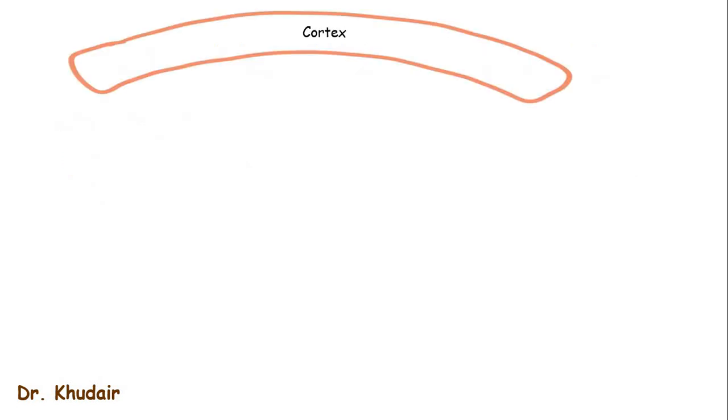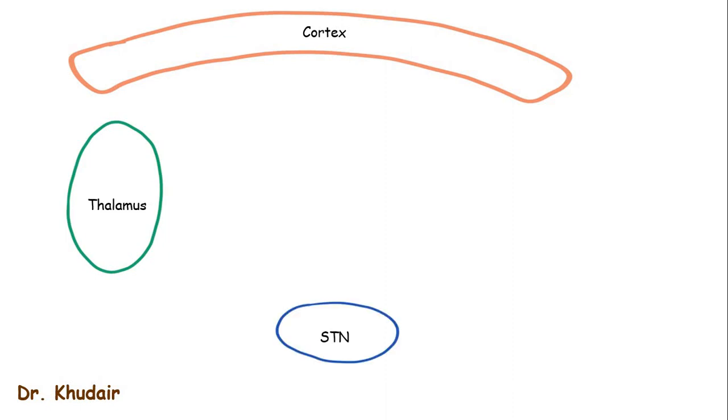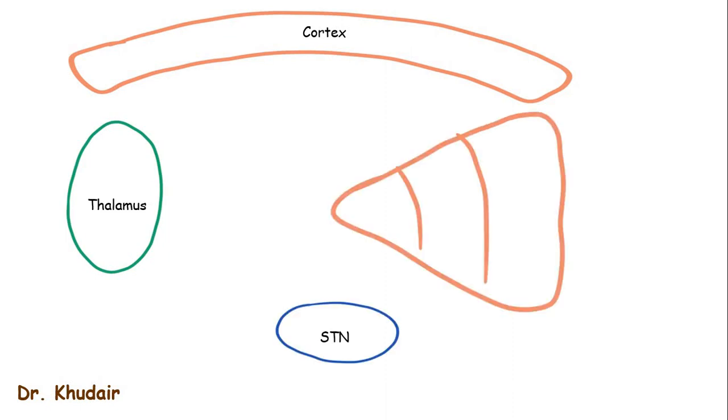So we'll start by drawing the cortex, the thalamus, and the subthalamic nucleus. Here we have the lentiform nucleus, which is formed from the globus pallidus internus, the globus pallidus externus, and lastly the putamen. We'll add to it the caudate to make the striatum as one structure for the sake of simplification, since they have similar function.